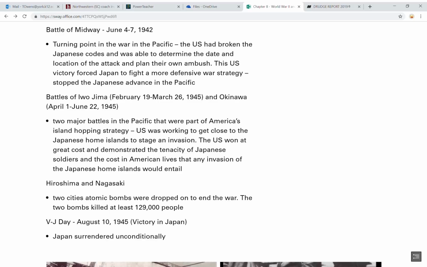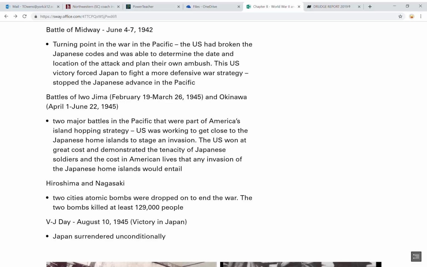The Battle of Midway is a huge turning point for us. One of the reasons we were able to win this battle is we had broken their codes. And we knew where all of their ships were. And we were also able to hear when this attack was going to happen and where it was going to happen, and we planned our own ambush. So just the technological breakthrough of breaking their codes helped us here.